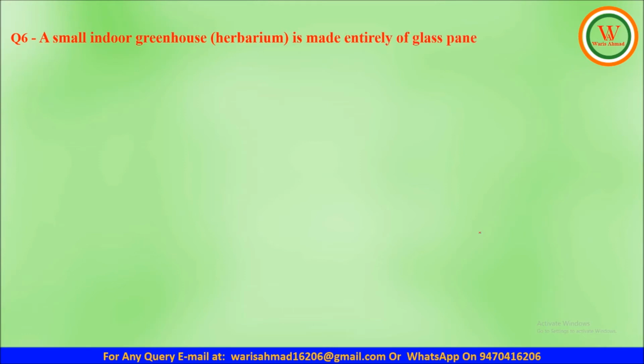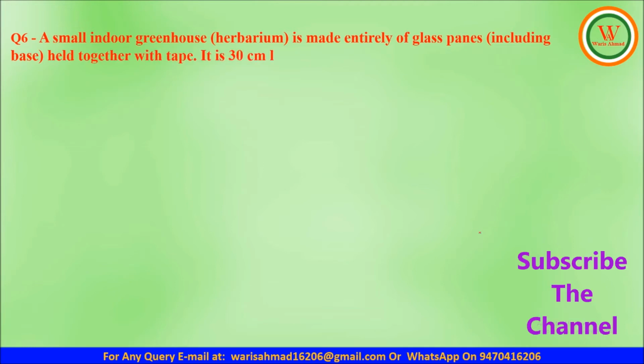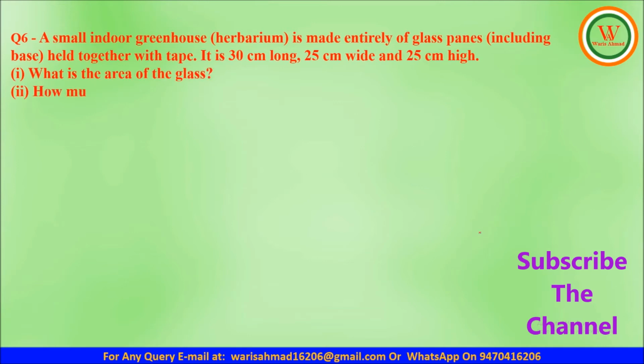Now let us consider question number 6. A small indoor greenhouse herbarium is made entirely of glass panes, including base, held together with tape. It is 30 centimeter long, 25 centimeter wide and 25 centimeter high. What is the area of the glass? And the second question is how much tape is needed for all the 12 edges.